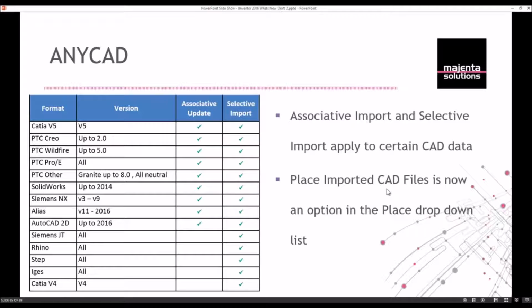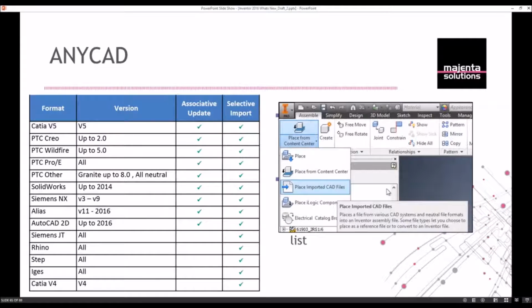Just to point out, although it says SolidWorks up to 2014, I have seen this work on SolidWorks 2015 as well. So the associative update works with all of the CAD formats you can see listed, obviously the ones with the tick in the box, so right the way down to AutoCAD 2D, which we are going to come to in a moment. And then Selective Import, which is the dialog boxes I've just been talking to you about. That is available for every CAD system that you can see on screen. So it really gives you the flexibility to work with a multitude of CAD systems really, really quickly and easily.